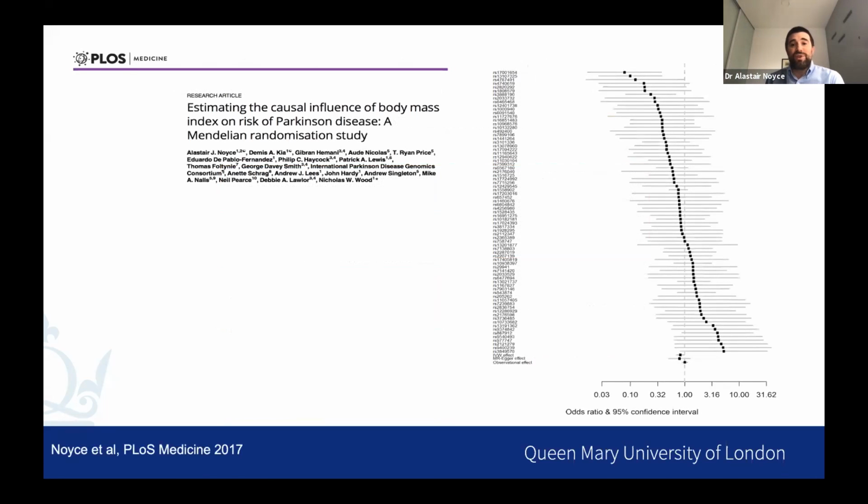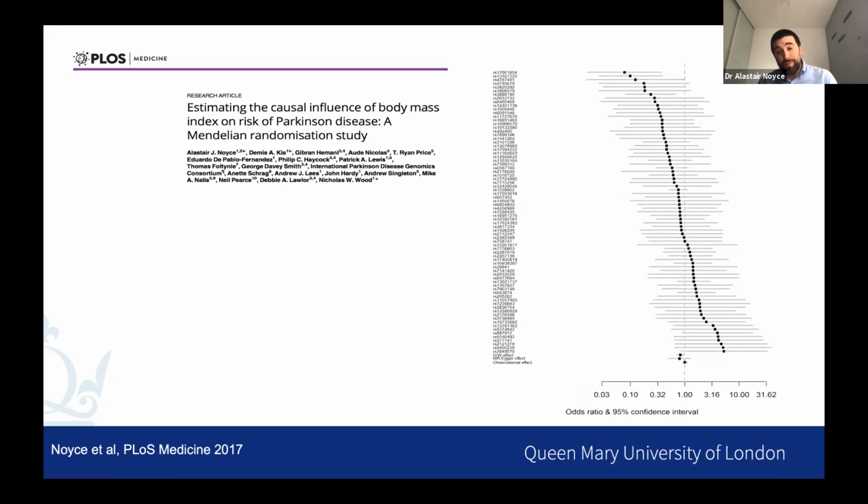So our first experience doing this was to curate and use genetic markers from genome-wide association studies that predict a lifetime average change in body mass index, and using those genetic markers or those proxies to estimate how a change in body mass index might affect risk of Parkinson's disease. So what we showed in this study was that a genetically predicted 5-point higher body mass index was associated with a 20% reduction in Parkinson's disease risk.